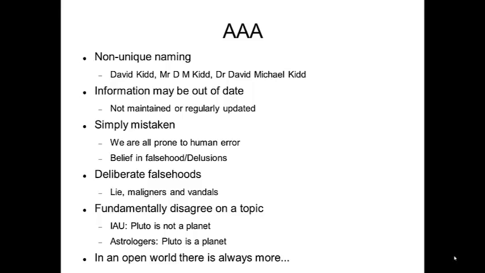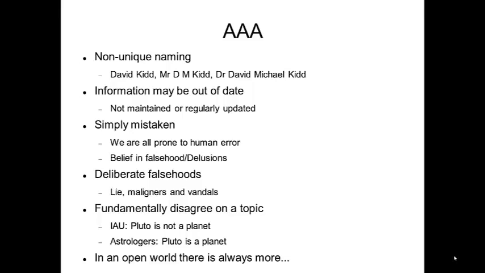For example, my name, I exist on the web in many different ways. Sometimes I'm David Kidd, sometimes I'm Mr. DM Kidd, sometimes I'm Dr. David Michael Kidd. So if somebody's looking for all the information they can about me, they have to, to a certain extent, search for all these different ways that I've identified myself on the internet. I need to be a bit more consistent.